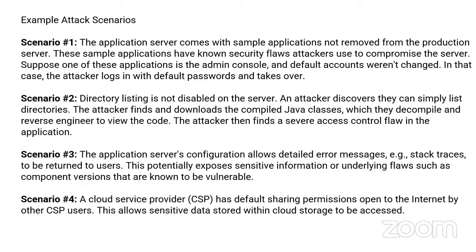And next one is the application server configuration allows detailed error messages, stack traces, to be returned to users. This potentially exposes sensitive information or underlying flaws such as component versions that are known to be vulnerable. Next one is a cloud service provider has default sharing permissions open to the internet by other CSP users. This allows sensitive data stored within cloud storage to be accessed.